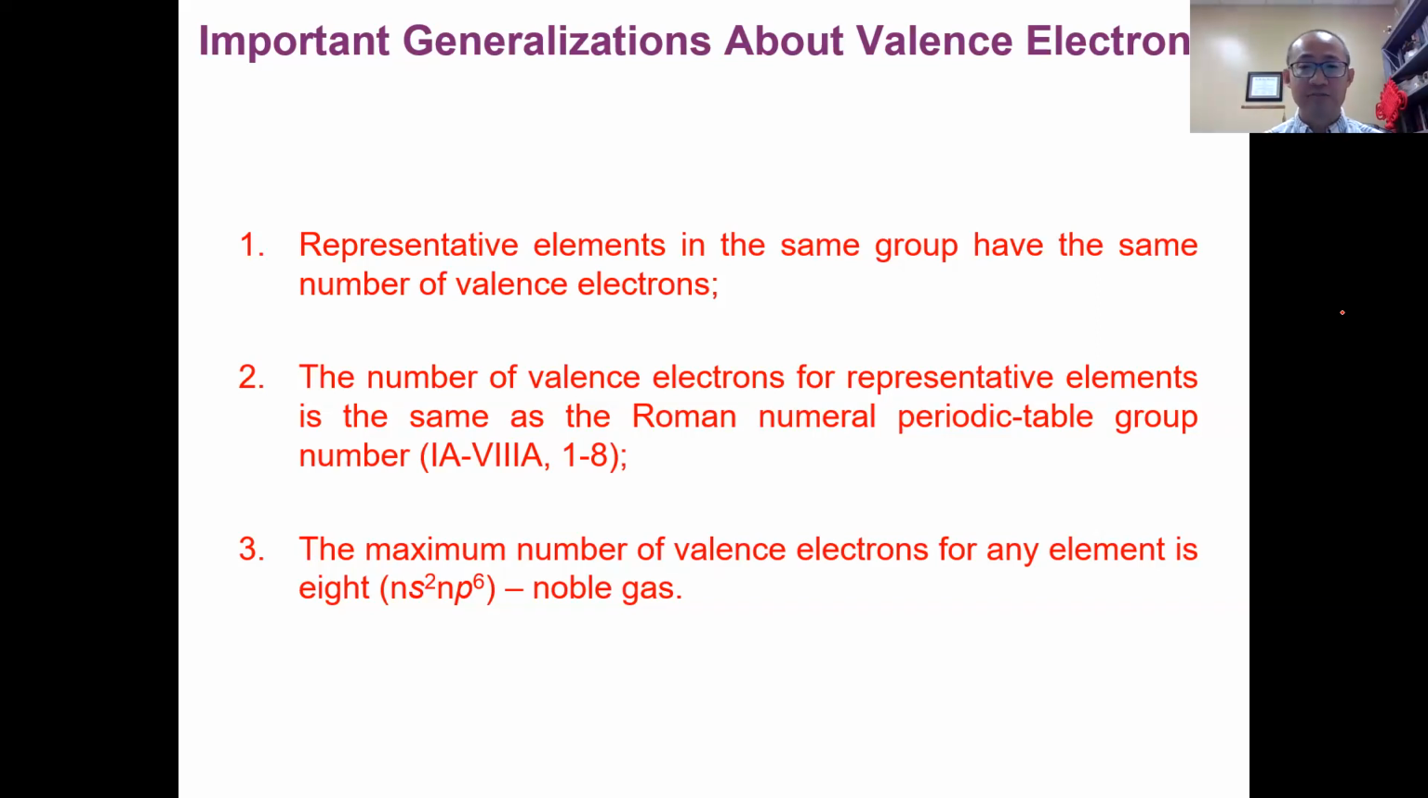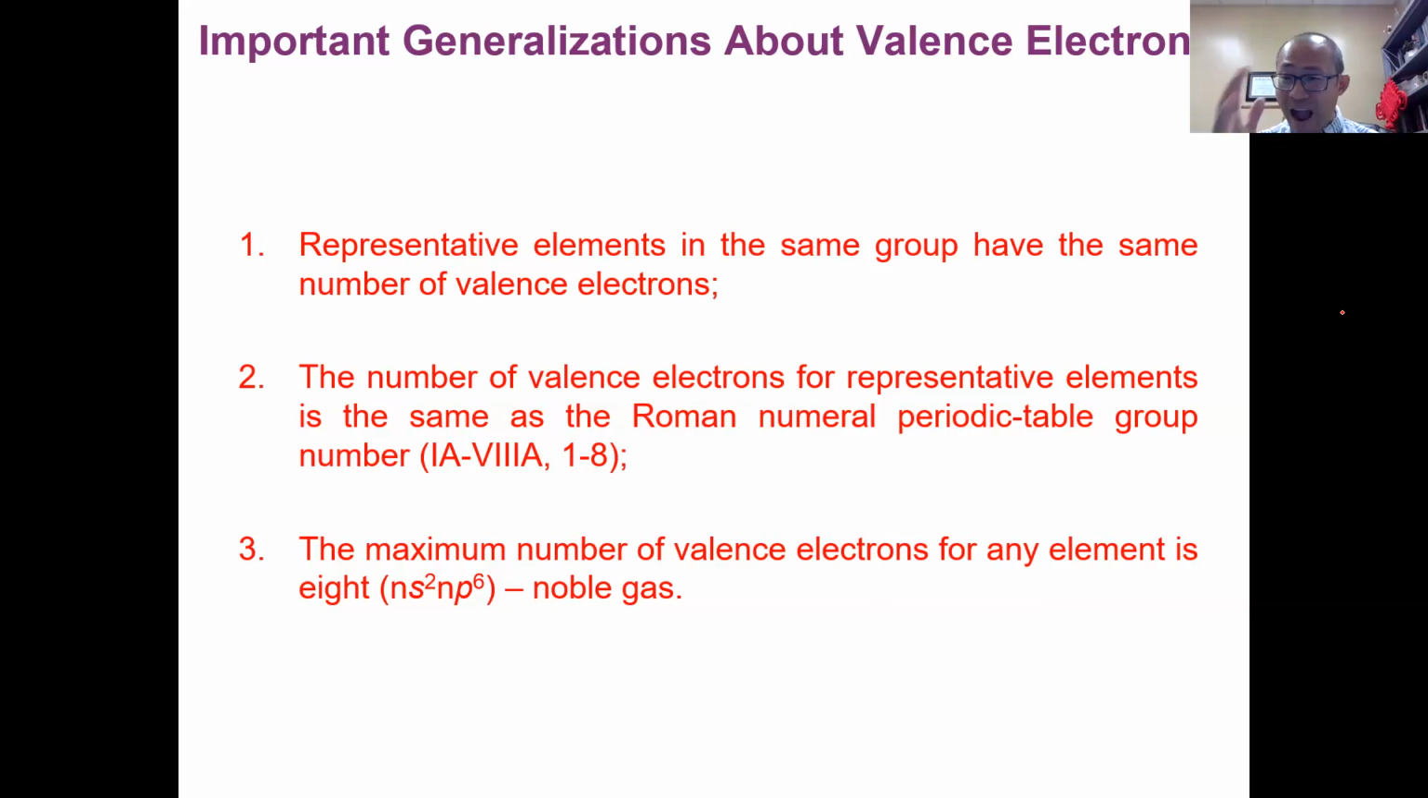The number of valence electrons for these elements is equal to their Roman numeral group number. That means groups 1A through 8A, the A-group number notation. The number of valence electrons equals the group number.